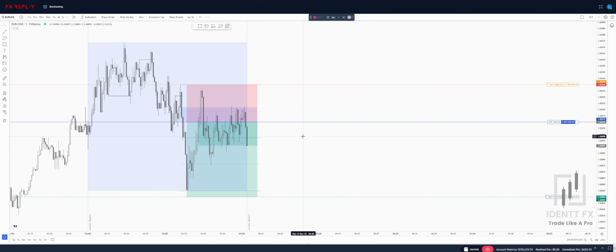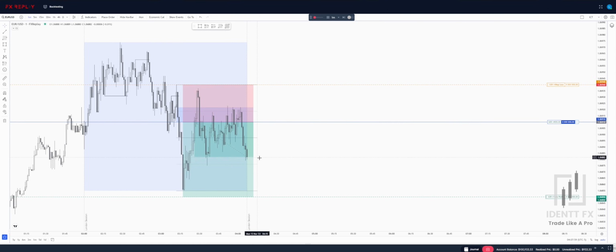Let's see. All right. Yes, so this is quite decent, but I want to see this low being broken first. And there we go. We also close below it, so that's very nice. So what we can do is, again, we can basically scale in. We can draw out our premium and discount zone. So everything above this line is going to be premium and everything right here is going to be discounted.